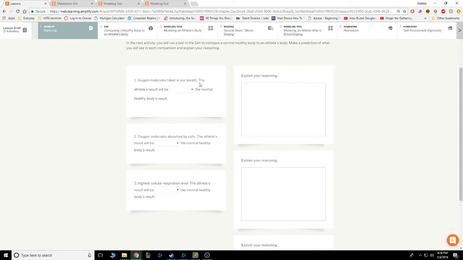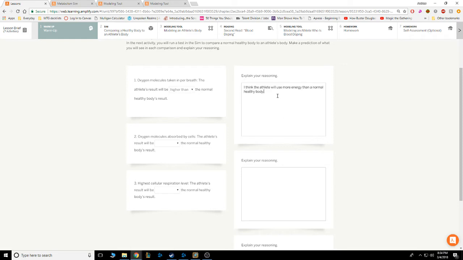So, oxygen molecules taken per breath. The athlete's result will be higher than normal, lower than, or the same as. In my opinion, I think an athlete will take in more oxygen than normal. So I'm going to put higher than normal. For my reasoning, I'm going to type in why I think this is. I think the athlete will use more energy than a normal healthy body.